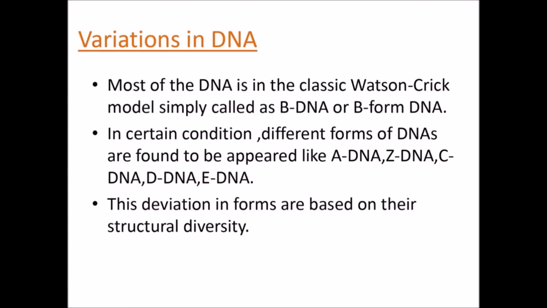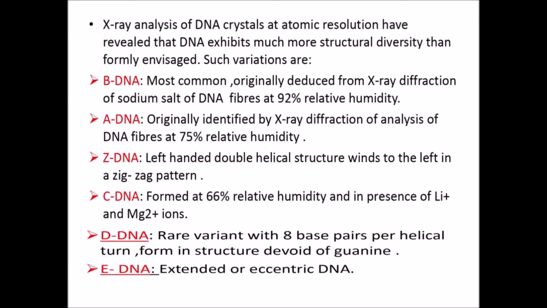Most of the DNA is in the classic Watson-Crick model, simply called B-DNA or B form DNA. In certain conditions, different forms of DNA are found to appear, like A-DNA, Z-DNA, C-DNA, D-DNA and E-DNA. This deviation in forms is based on their structural diversity. These are the different forms of DNA based on X-ray analysis.